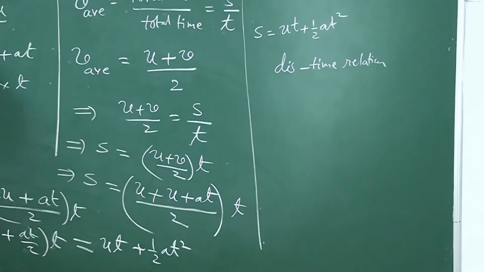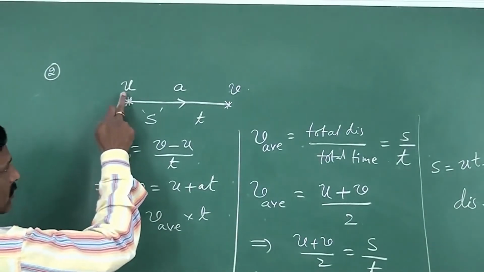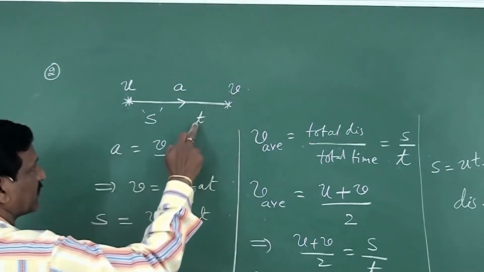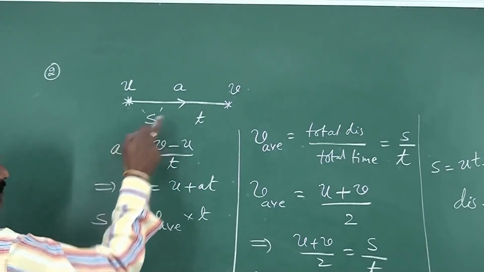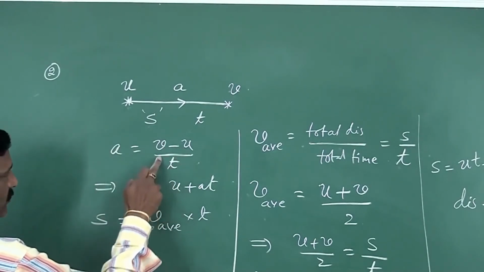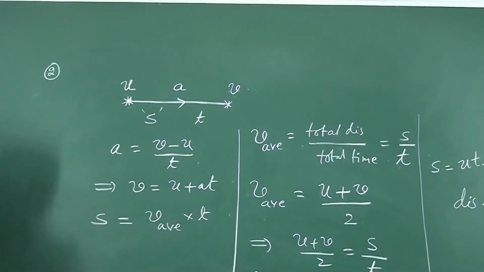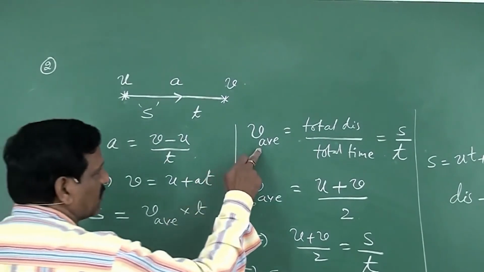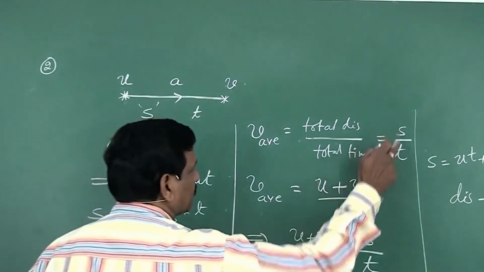We consider a body which starts with initial velocity u, moves with uniform acceleration, and acquires a final velocity v in a time of t, covering a displacement of s. From the definition of acceleration, a is equal to v minus u by t. From this you can write v is equal to u plus at, which is the first kinematic relation. Now we have average velocity. What is average velocity? Total displacement by total time taken, that is s by t.